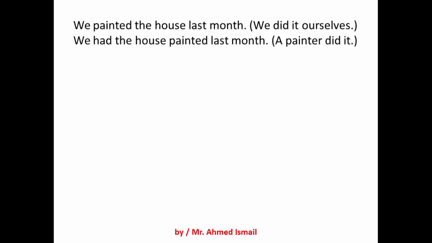Try to compare between the two sentences. The subject here is we, but here we used had, and then the object, the house, and then the past participle of the verb paint, last month. This form is called causative. This means that a painter did it.